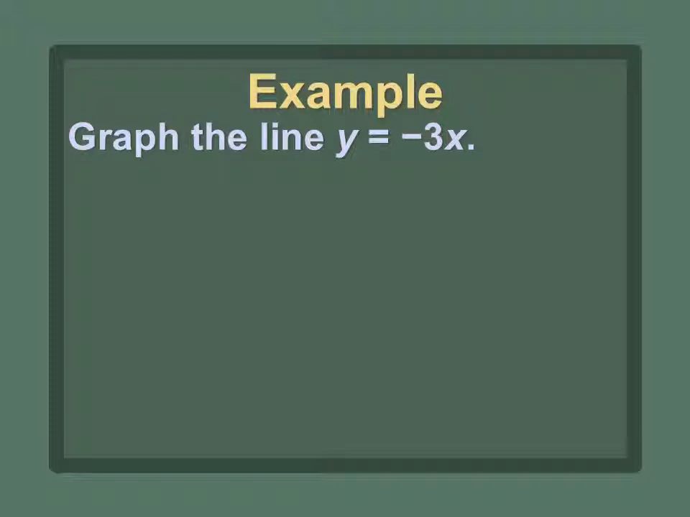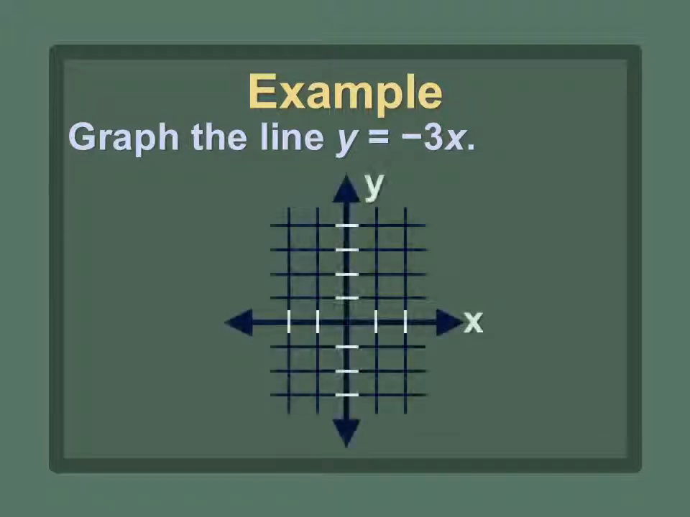Let's say we want to graph the line y equals -3x. The first thing I notice is that there is no b value, which means that our y-intercept is 0. So we have the point (0, 0) for our y-intercept. We'll plot that, (0, 0). And then our slope is -3.